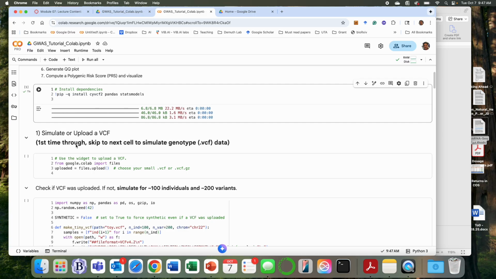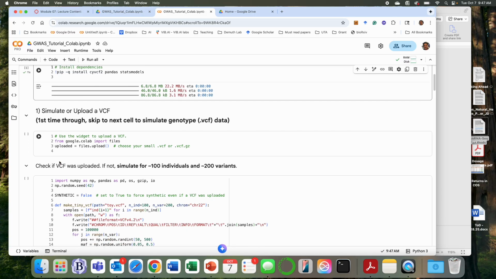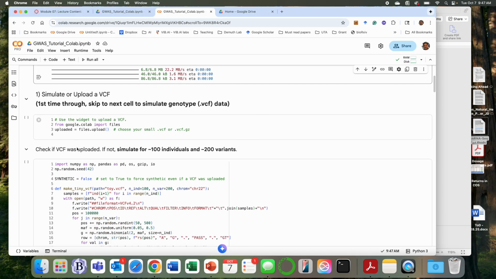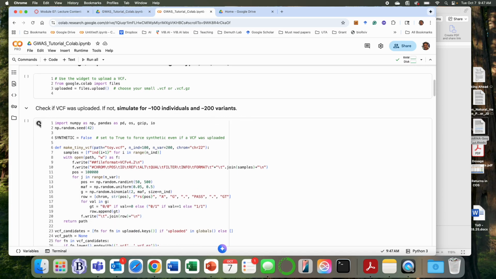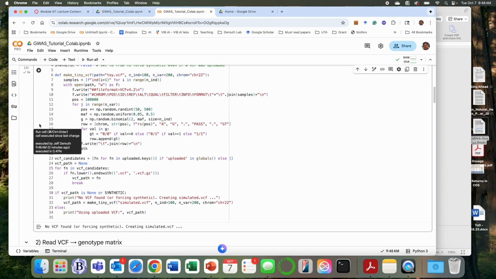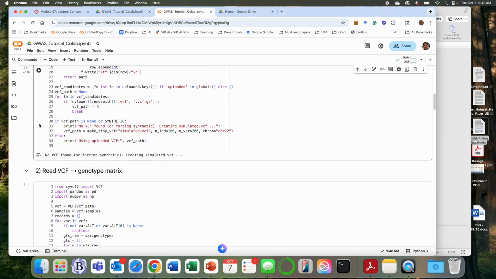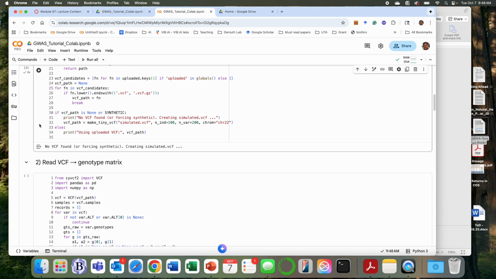So first time through, we're not going to run this cell because that will ask you to upload data. We'll do that the next time around. The next cell will check to see if you've uploaded a VCF, and if not, it's going to simulate SNP data for 100 individuals and 200 SNPs on each individual. So you should see "no VCF found, forcing synthetic."